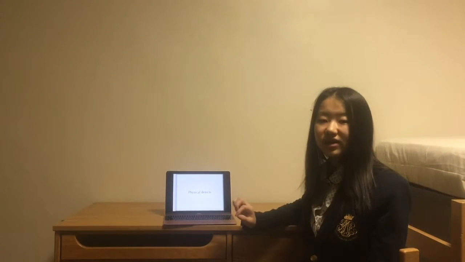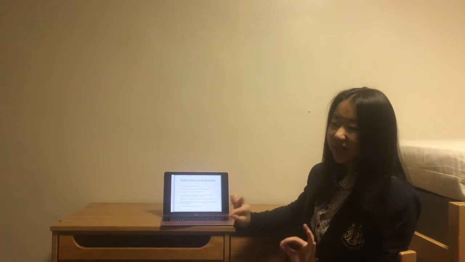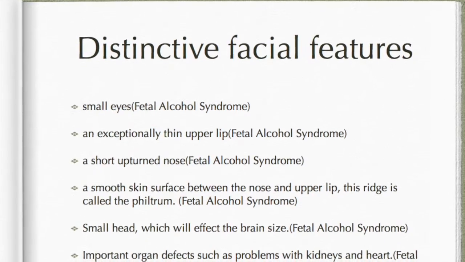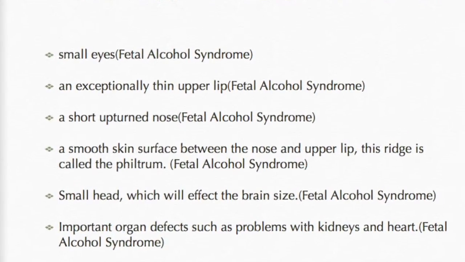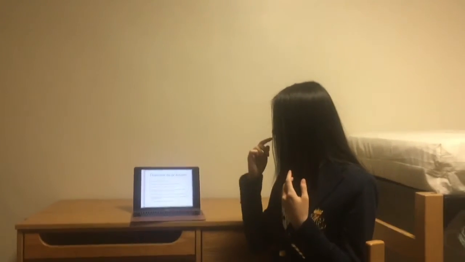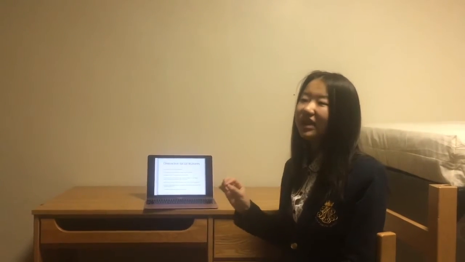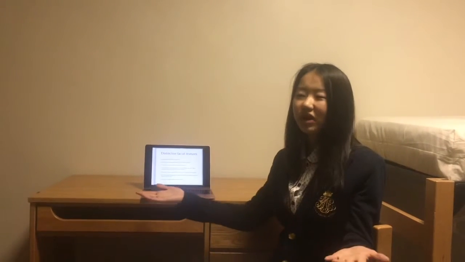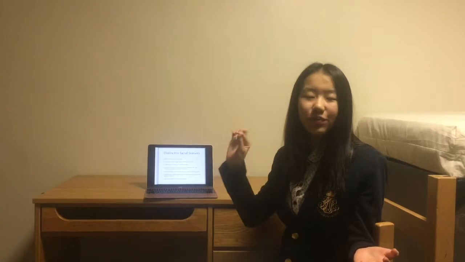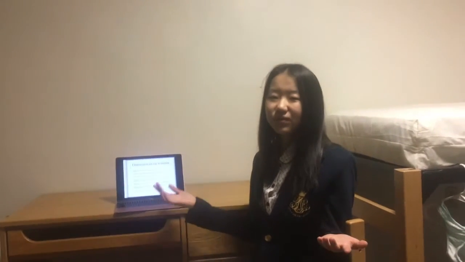Now we'll talk about physical defects. When I say physical, it means something you can see from the outside. For example, just as I said before, distinctive facial features caused by drinking alcohol in the first 3 months of pregnancy. So the child will have small eyes, a thin upper lip, a short upper nose, and a smooth skin surface between the nose and upper lip. This trait is called the philtrum. Hard to pronounce, and I do not even think I pronounce it right. This is biology. Welcome to the world of biology. They have so much terminology that is hard to pronounce, and even though there is a simpler meaning and an easier way to say it, people just create those words.